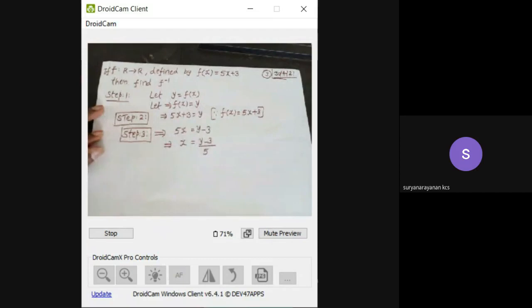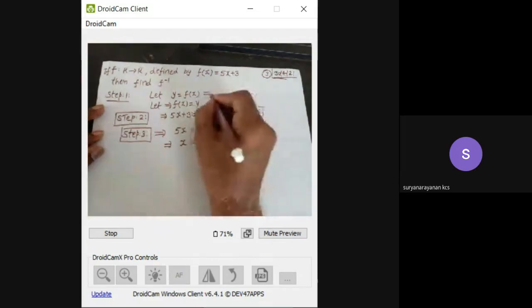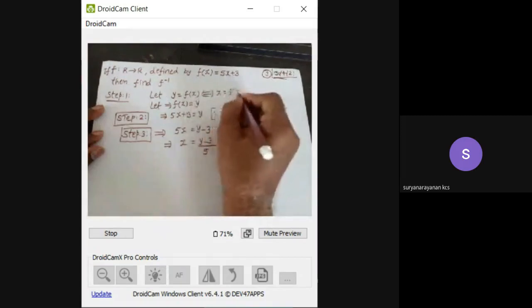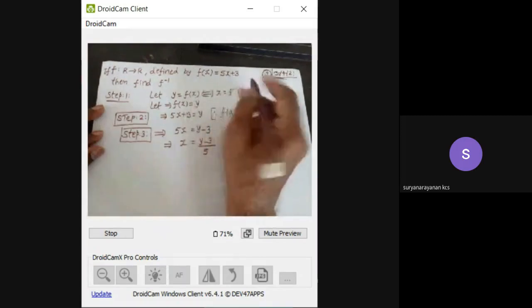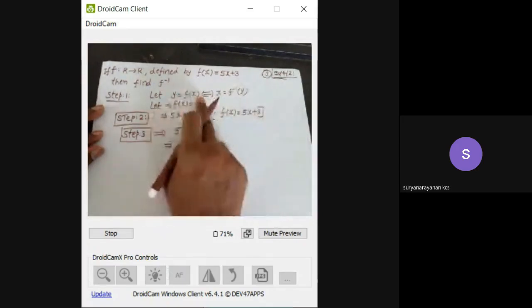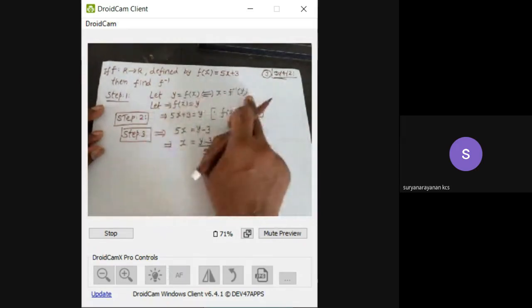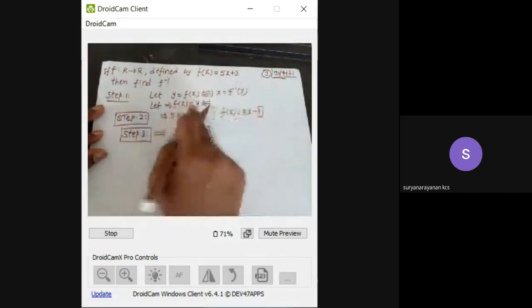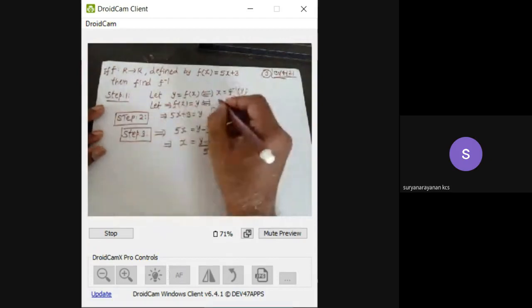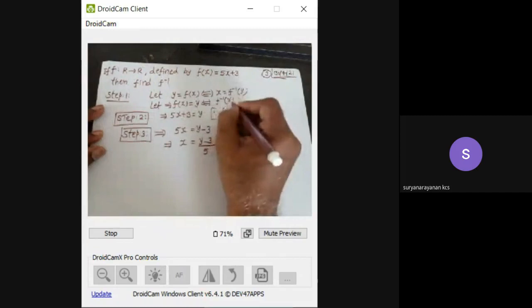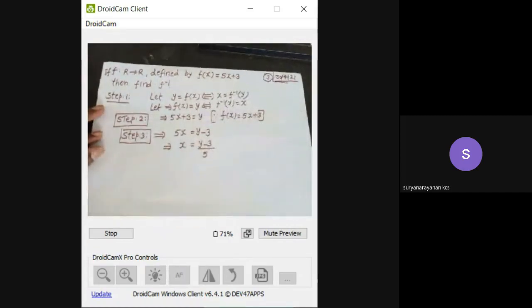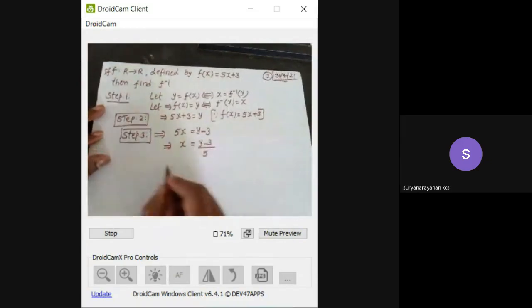Similarly here, you can write x is equal to f inverse of y. f of x is equal to y implies x is equal to f inverse of y. Or you can take this one: f inverse of y is equal to x. Okay, my dear children.